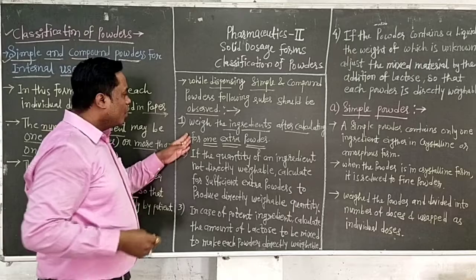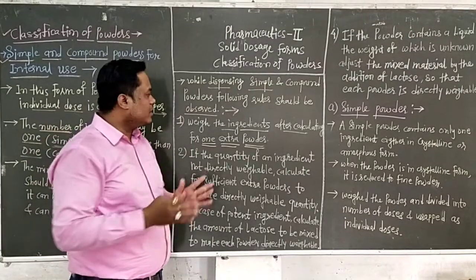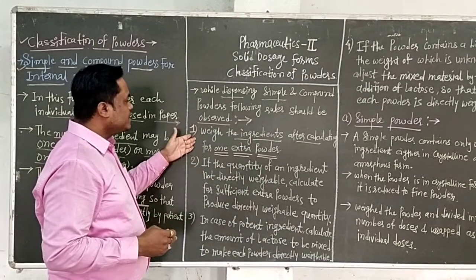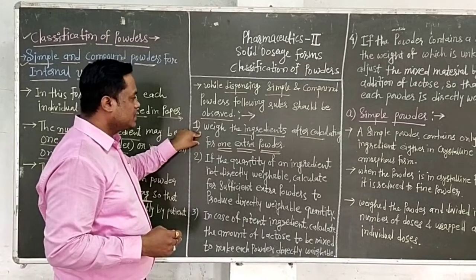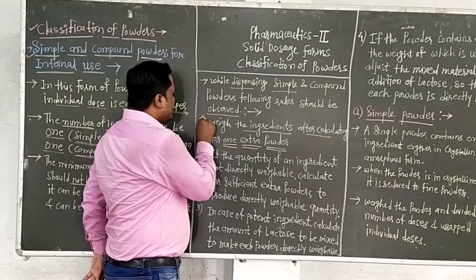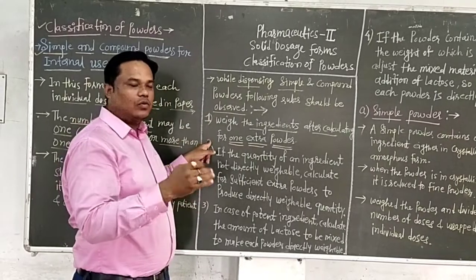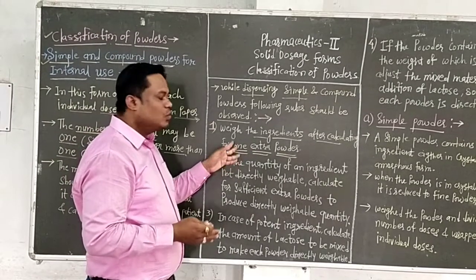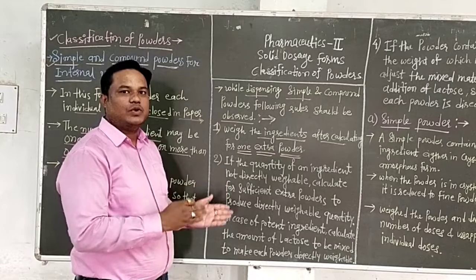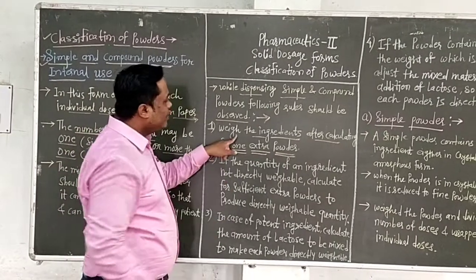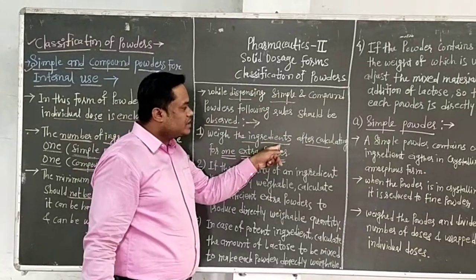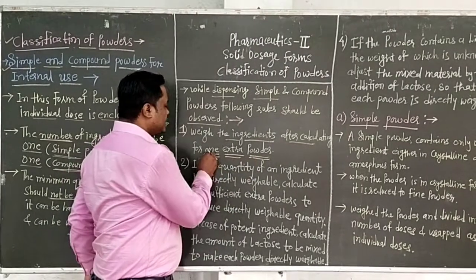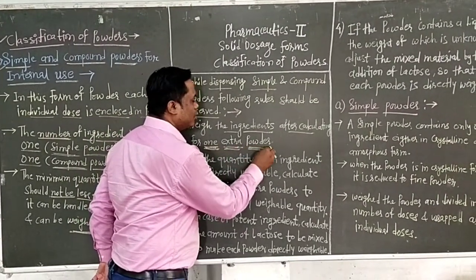Because during handling or during preparation, loss of powder can occur. Therefore, to overcome this loss, if the prescription is given to prepare 5 powders, then we have to calculate for 6 powders, that is 1 extra powder, to overcome the loss of powder and the quantity of dose. Therefore, weigh the ingredients properly after calculating for 1 extra powder. This is important.